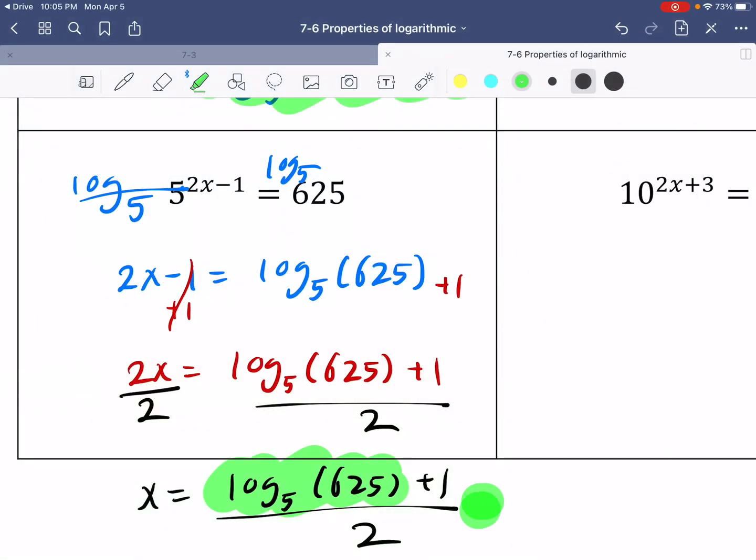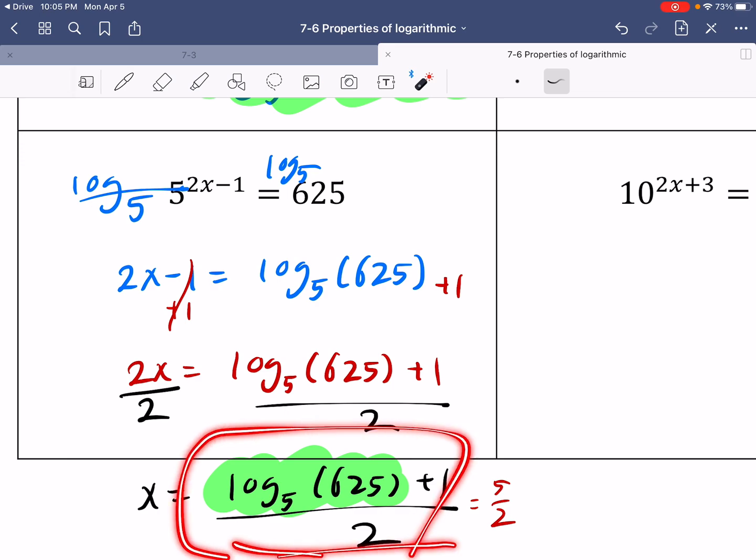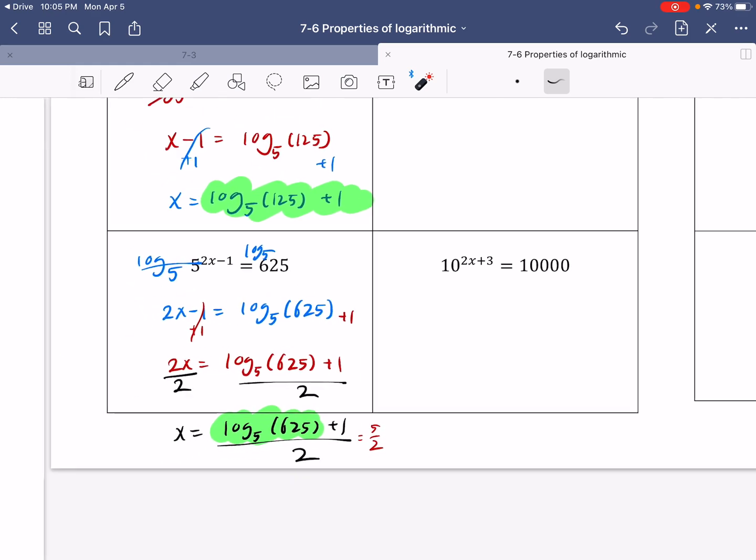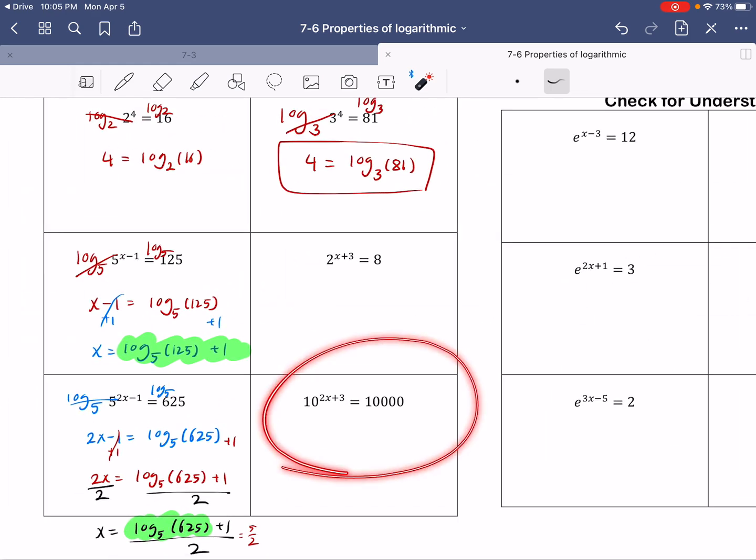So this one is technically what? 5 over 2. So at this step, you can just put this one into the calculator. That's fine. That's what I would do. But you don't really have to do it. You can just leave the answer like this. I'm fine with it. Now try this question by yourself.